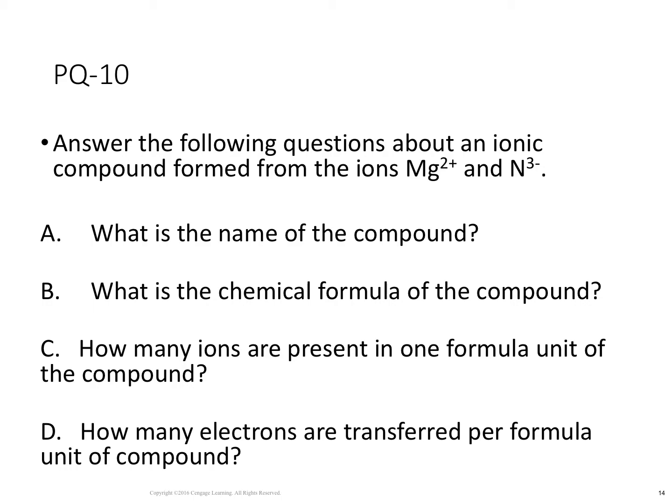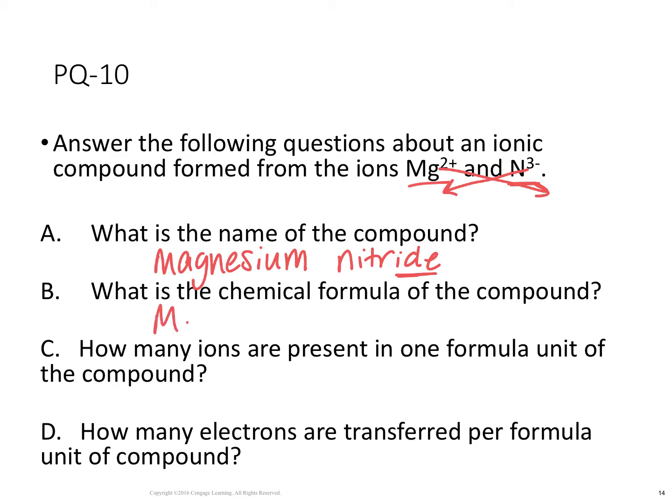So the first thing is, what is the name of the compound? Our cation metal is magnesium. Again, we just pulled that name straight from the periodic table. The anion, the negative ion, is a nitrogen ion, so we're going to change nitrogen to nitride. So that ending becomes IDE. What's the chemical formula? We did this previously. We're again trying to get to neutral. We can think about it by swapping our charges for subscripts. So we're going to have Mg3N2.